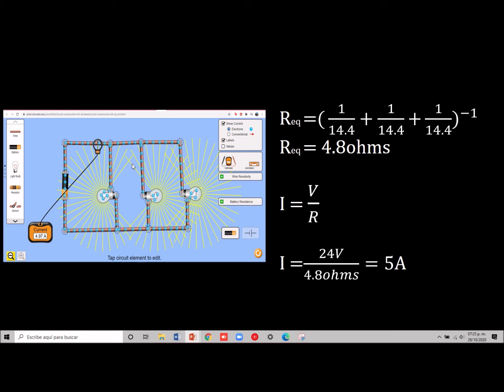So for the current in the circuit, we do voltage divided by resistance. For voltage, we use the one from the battery, that's 24 volts, and for resistance, we use the equivalent resistance. And 24 divided by 4.8 ohms gives us 5 amperes. That is close enough to the current given by the meter, that is 4.97 amps.